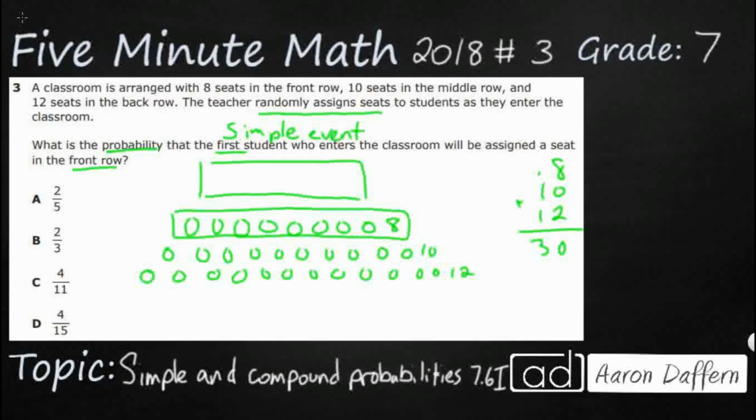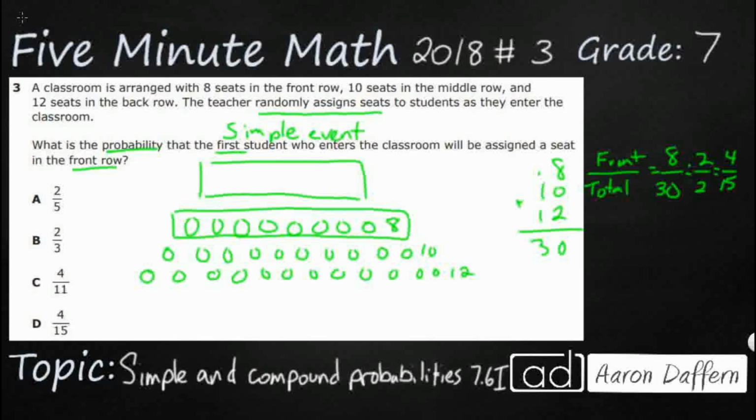So we're going to have the front row over the total. That's what we're looking for. How many are in the front row? 8, over how many total there are? 8 over 30. It's not really there, but that's fine because we notice that they're both even. So we're going to divide by 2's. We're going to get this strange looking fraction, 4/15.